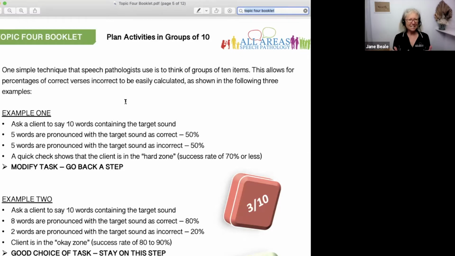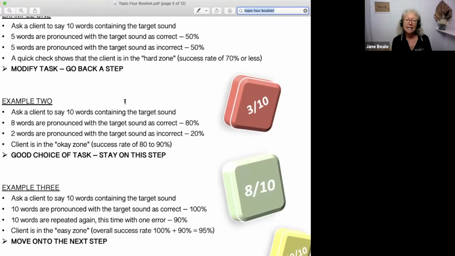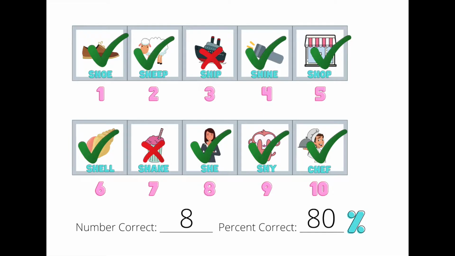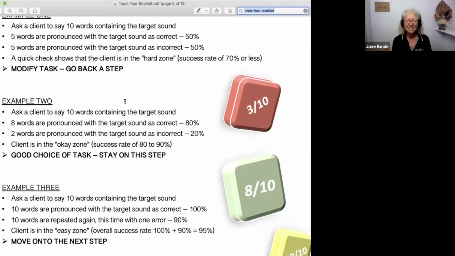We need to make the task different. We need to change it and go back a step. In example 2, we're going to ask a client to say 10 words containing a target sound. And now 8 words will be pronounced correctly. So they're getting 80% right. 2 words are pronounced incorrectly, so they're getting 20% wrong. But when we check on this, we can see, well, they're in the okay zone. We've got them right where we want them. So this is a good task for this client, and we'll stay working at this same level.